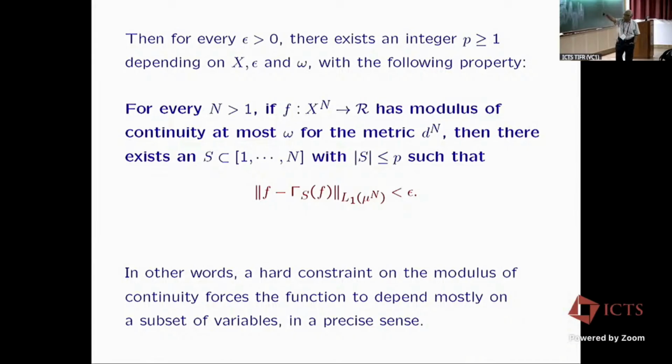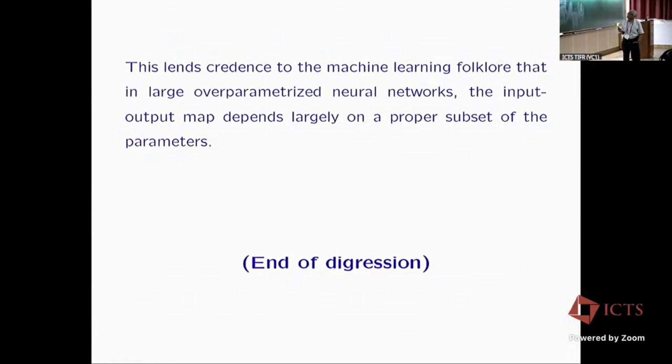So this is in words, and this is the fact I need, because I'm going to do something else, but use this as a motivation. A hard constraint on the modulus of continuity forces a function to depend only on a subset of variables. The reason it's important is that in the machine learning folklore, if you consider large overparameterized neural networks, the input-output map depends largely on a proper subset. So this is what I want.